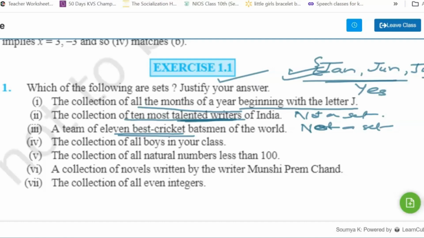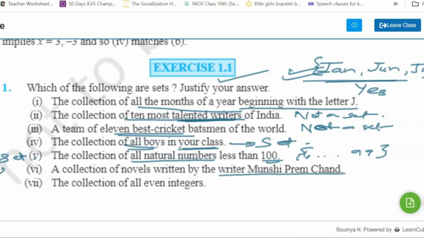Then comes the collection of all boys in your class. So your class has boys and girls. So all the boys come inside that. So it is a set. Then comes collection of all natural numbers less than 100. Natural numbers start with 1 and go till 99. So again it is a set. The collection of novels written by the writer Munshi Premchand. That is also a set because it's a limited number of novels written by Munshi Premchand. So it's a fixed number.